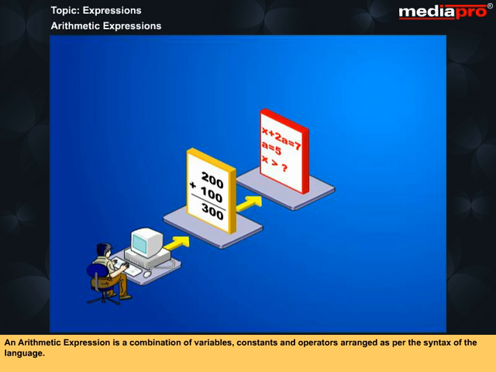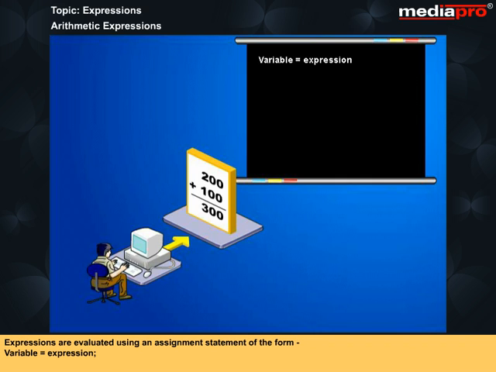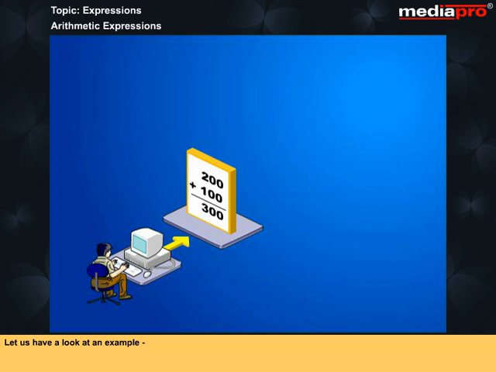An arithmetic expression is a combination of variables, constants, and operators arranged as per the syntax of the language. Expressions are evaluated using an assignment statement of the form variable is equal to expression. Variable is any valid variable name that adheres to the naming rules specified. When the statement is encountered, the expression is evaluated first and the result replaces the previous value of the variable on the left-hand side. Let us have a look at an example.